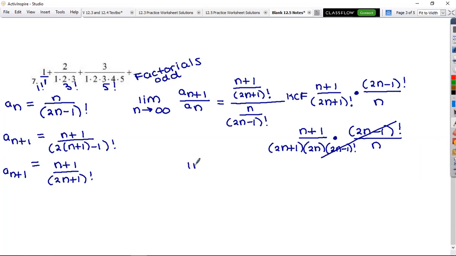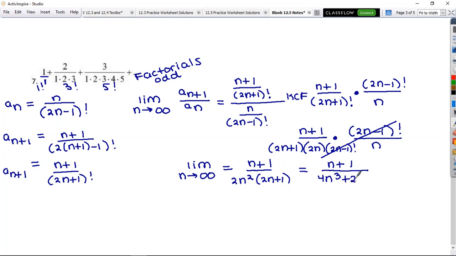So we're going to have the limit as n approaches infinity. We have n plus 1 left on the top. And on the bottom, if you look really close, you have an n and a 2n, so I'm going to just call that 2n squared right now, times a 2n plus 1. Keep going. So I have n plus 1 divided by, I'll distribute that because it's really fast, 4n cubed plus 2n squared. Now you're going to do your limit to finish, and then you can say converge or diverge.